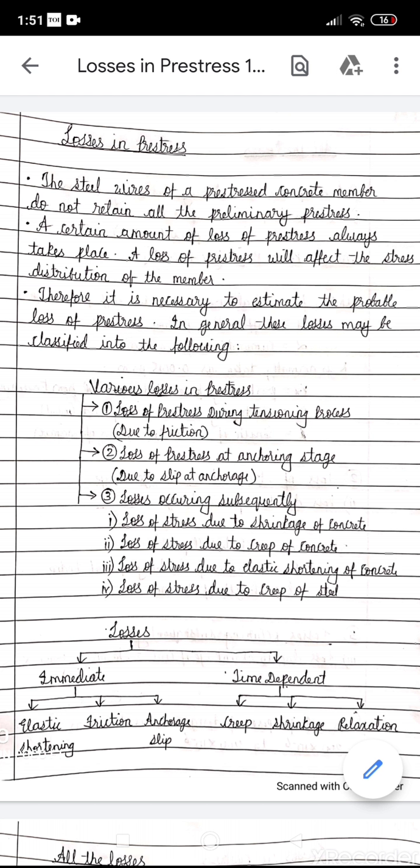The steel wires of a pre-stressed concrete member do not retain all the preliminary pre-stress. As I've mentioned just now, whenever we provide the pre-stress to the steel wires, they do not retain all the stresses. A certain amount of loss of pre-stress always takes place, and there are various reasons for that, which we'll discuss in detail. A loss of pre-stress will affect the stress distribution of the member.